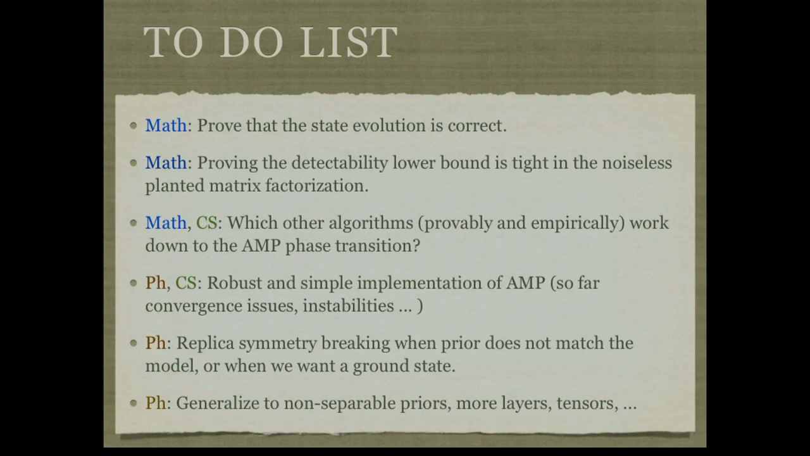The next question would be, so far we were assuming that we know what the distributions PX and PF were. So what if we don't know that, or we want to find some ground states, etc. So doing the replica symmetry breaking for these problems, or generalizing to tensors, to more layers, or to priors that are non-separable, that are not these IID priors. Okay, these are all directions that I think are interesting to look at. That's all.